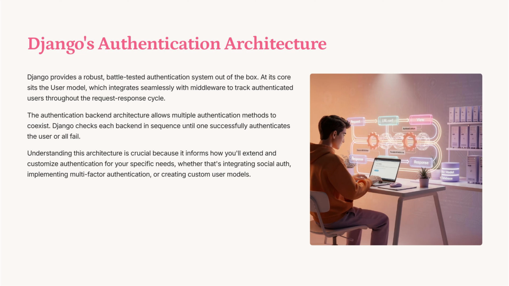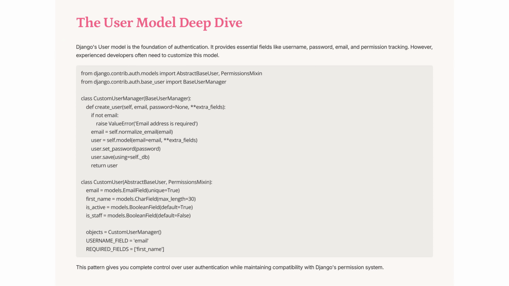Django's user model is pivotal for authentication, offering fields like username, password, and email. Customization is often necessary. By extending AbstractBaseUser and PermissionsMixin and using a custom manager, developers can tailor fields like email and first name, ensuring unique email addresses and integrating seamlessly with Django's permission system. This approach provides flexibility and control.